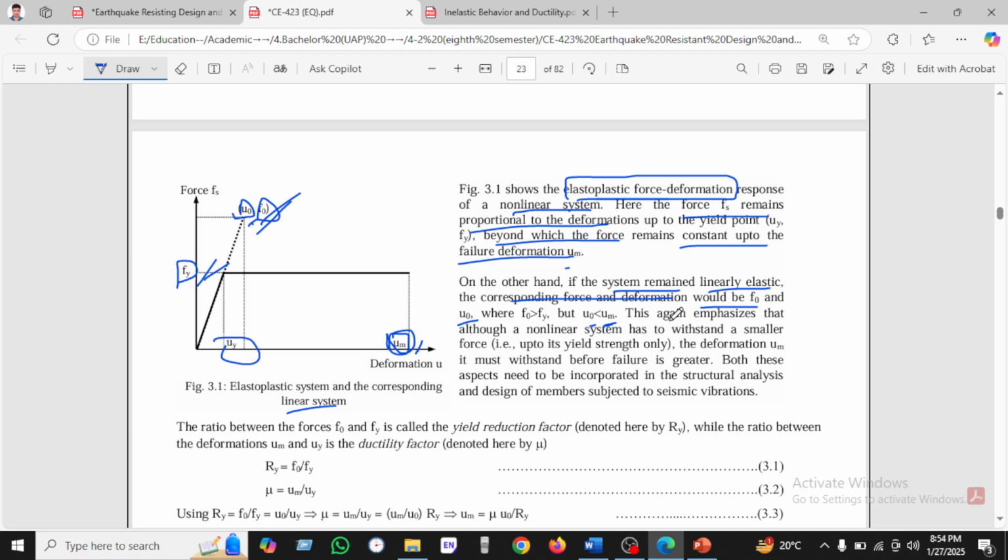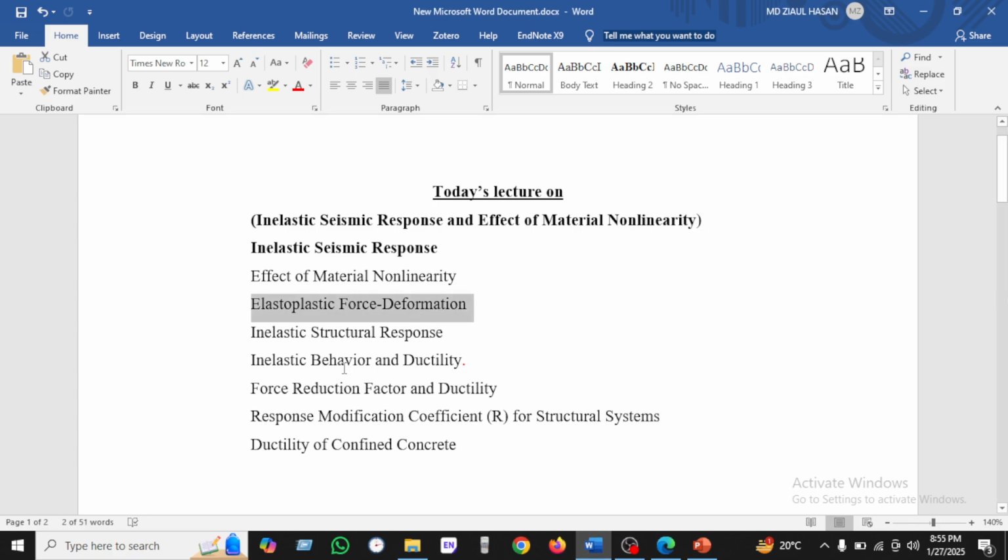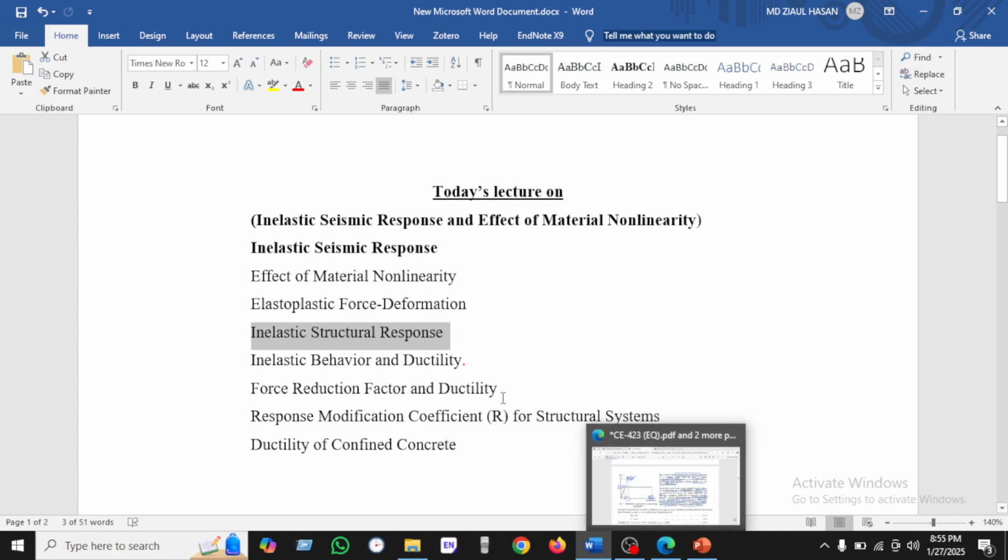Now this again emphasizes that although the nonlinear system has to withstand a force only up to the yield strength, the deformation it must withstand before failure is greater. Both aspects need to be incorporated into the structural analysis and design of members subjected to seismic vibration. So we have concluded here, and next we can see the elastic response and the inelastic structural response.